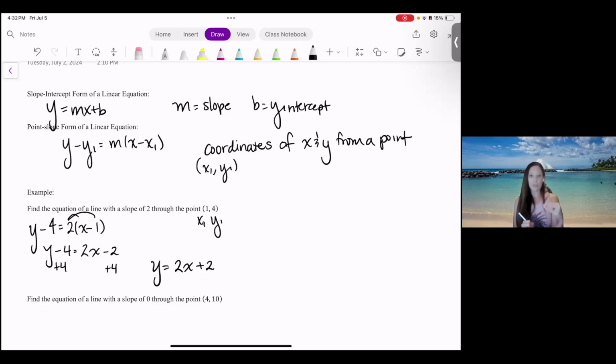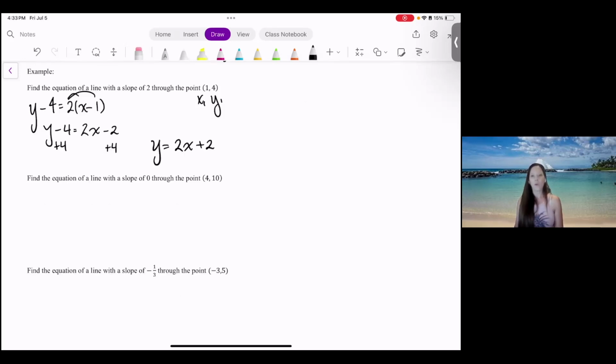You've seen point slope form and slope-intercept form. Those are both the same equation of a line. They graph the same line. With a slope of 0, I'm going to substitute that in. I'm going to have y minus y1, in this case is 10, equals 0 times x minus x1 is 4. That is point slope form.